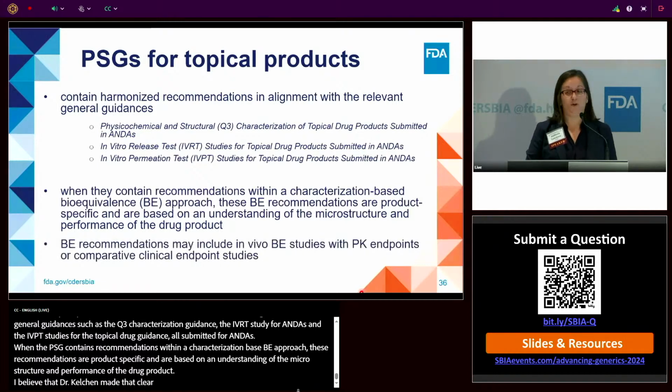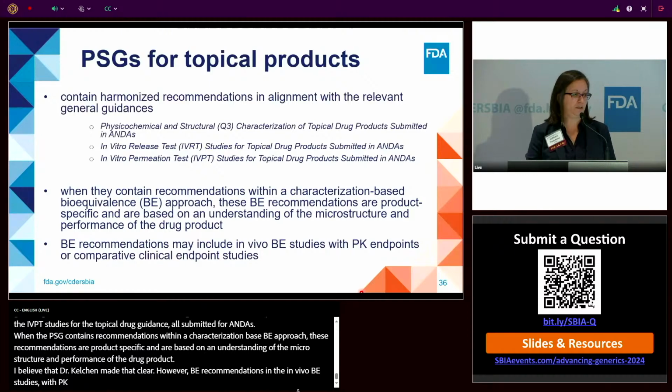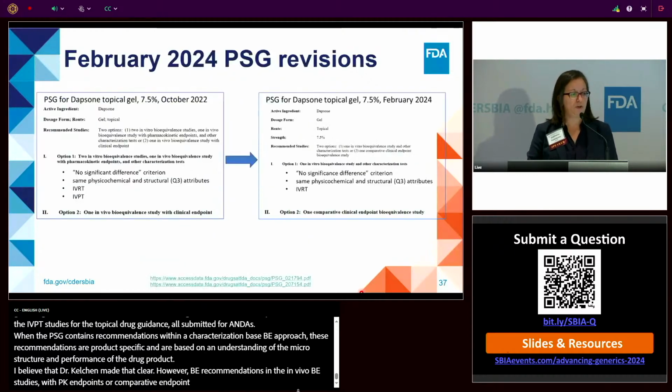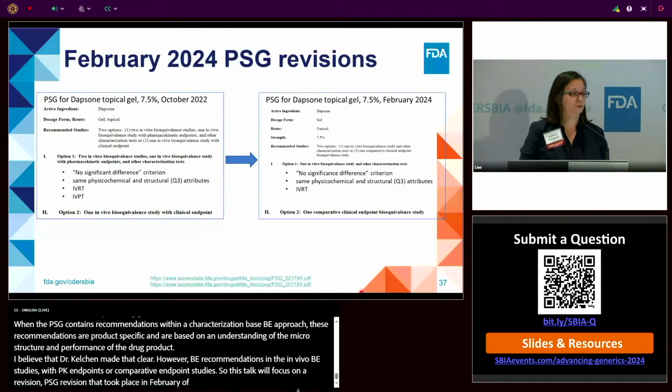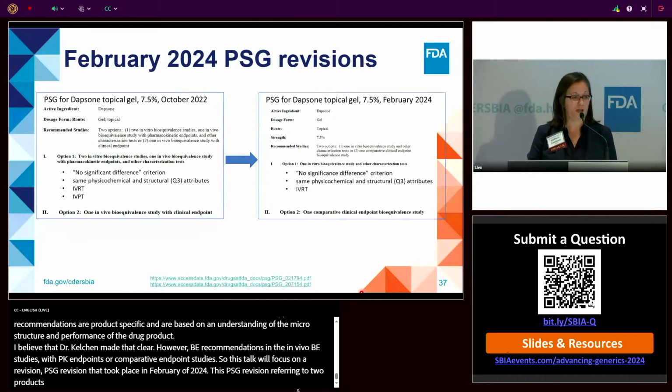However, BE recommendations in the product-specific guidances may also include in vivo BE studies with PK endpoints or comparative clinical endpoint studies. So this talk will focus on a PSG revision that took place in February 2024. And this PSG revision refers to two products, the Dapsone topical gel 7.5% and the Dapsone topical gel 5%.